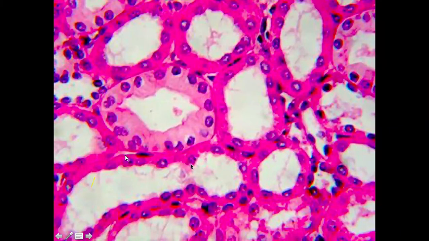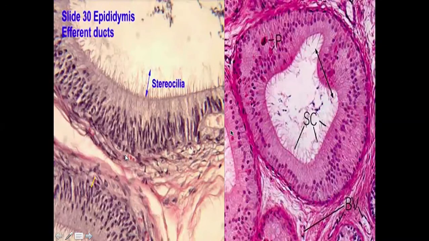Apex, lumen. You can see the modifications here. These are your microvilli or your brush border. In the epididymis, we have what we call stereocilia. Stereocilia.